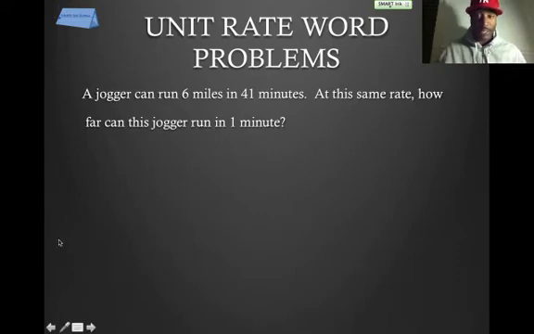Now, the first thing you should notice is that I read the problem twice. I always read twice before I calculate, just to see what I have to do. So how do we begin to solve these problems?